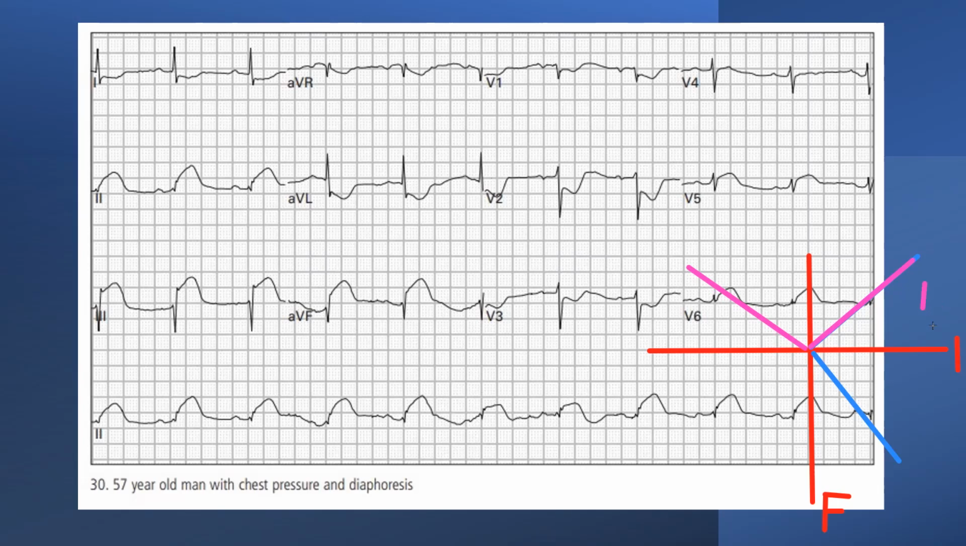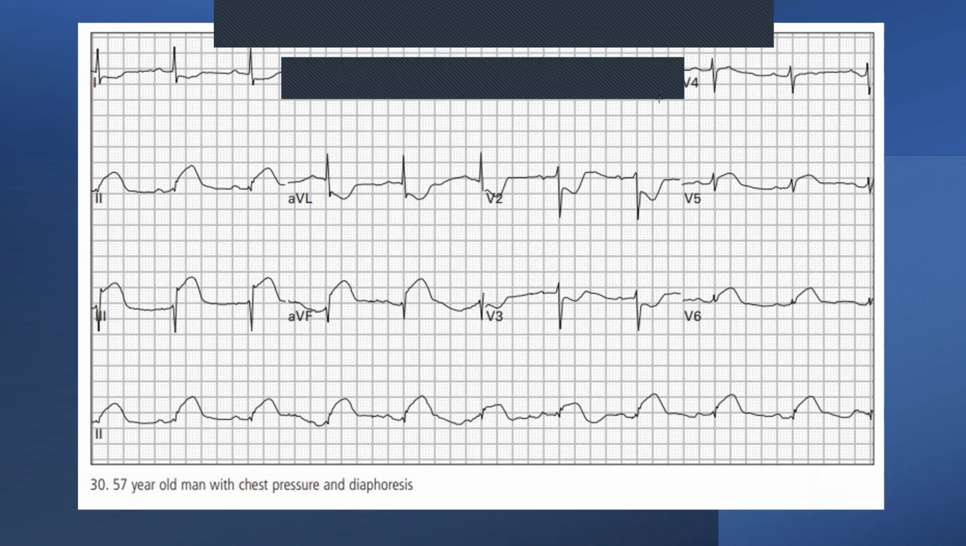So what does a left-sided axis tell us? A left-sided axis tells us that there's something happening on the right-hand side, or alternatively that there's damage that's taken place to the right-hand side. And that will kind of fit with what we find over here. So let's have a look at the rhythm.